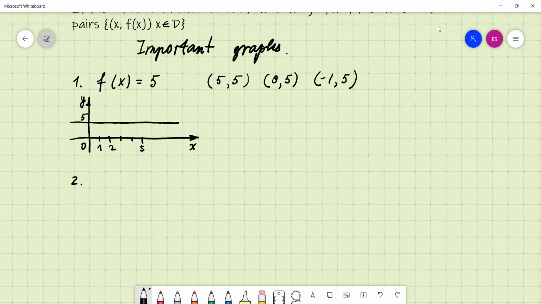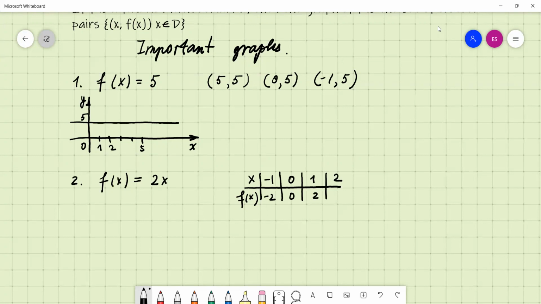Okay. The next function is a little bit more complicated, a linear function, f of x equals 2x. Here x changes and changes f of x. How is it going to look? I'm going to calculate a few values and then do the graph. I'm going to draw a table: here is x, and here is f of x. So x equals -1, -1 times 2 is -2. x equals 0, 0 times 2 is 0. x equals 1, 1 times 2 is 2, and x equals 2, 2 times 2 is 4.